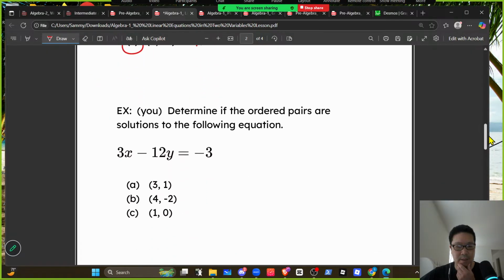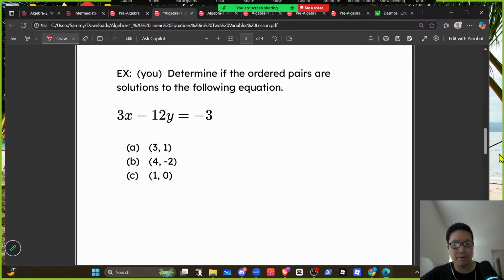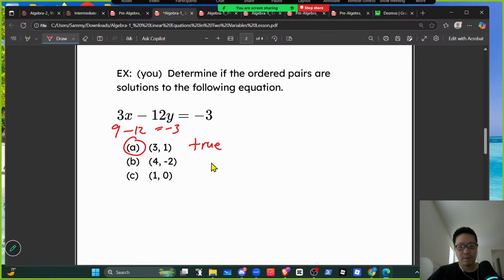Let's try the next example. It says determine if the ordered pairs are solutions, so same thing. Let's just do it quickly. So A, (3, 1). If I do that, you get 9 minus 12 times 1, which is 12, equals negative 3. So 9 minus 12 is negative 3. Negative 3 equals negative 3. So therefore this is true. What about (4, -2)? Oh, 12 minus... That's false. B is false.